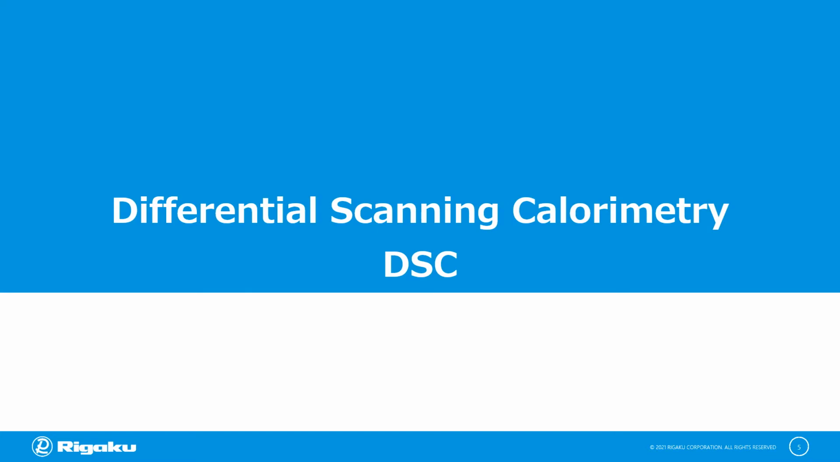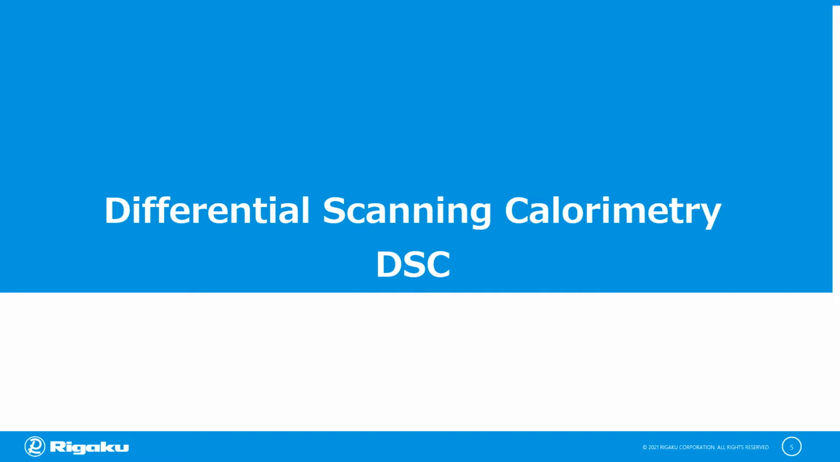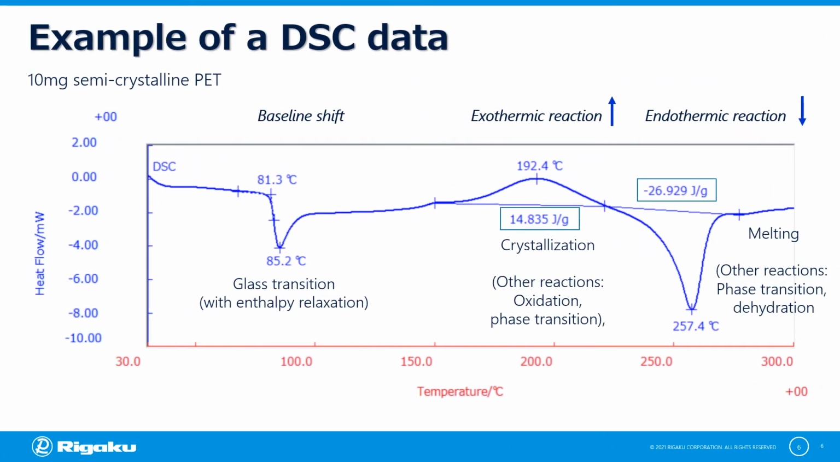From this slide onwards, we will be discussing differential scanning calorimetry or DSC. So differential scanning calorimetry or DSC is an indispensable tool that corresponds to a wide range of materials for the quantification of the amount of energy in a reaction.